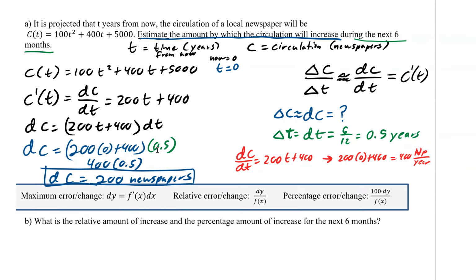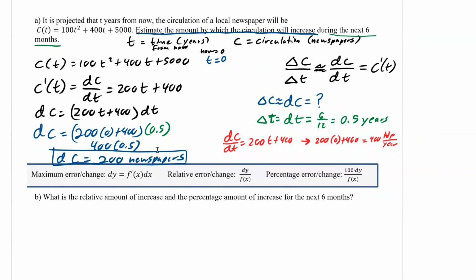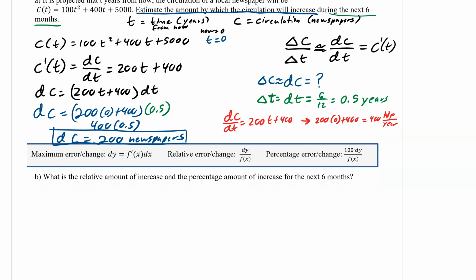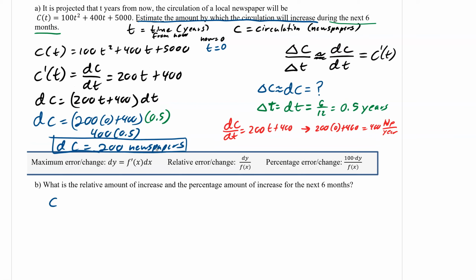If they only make 100 a year, well, 200, they just doubled their circulation, right? So, well, they increased it by 200%. So what is the relative amount of increase and the percentage amount of increase for the next 6 months? So what we have to do is find out, well, what are they selling now? So if we plug in that same t, you must use the same t you used here. So we got our dc when t is 0 to be 200 newspapers. So we need to use that same t equals 0 for our c to find out what they were producing at that time that we expect that increase.